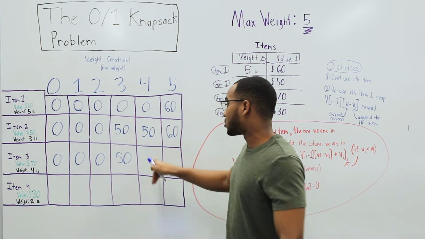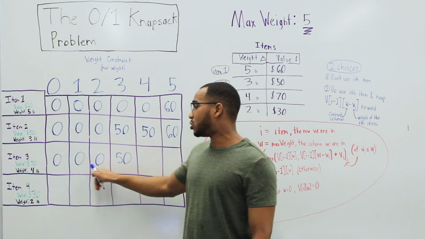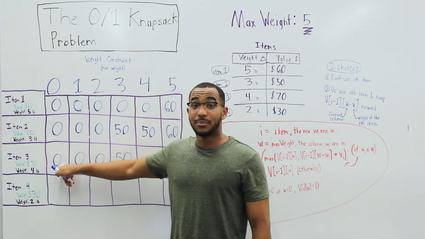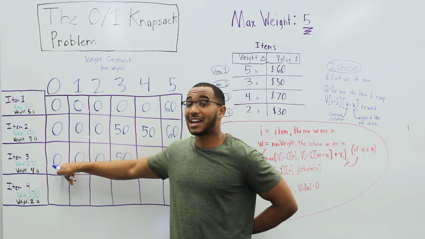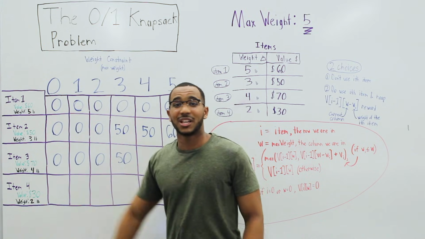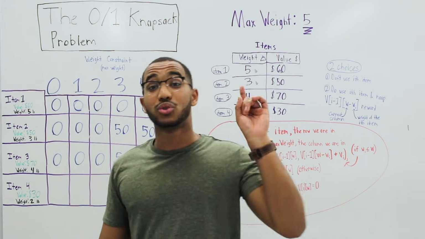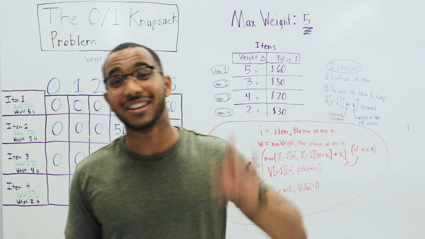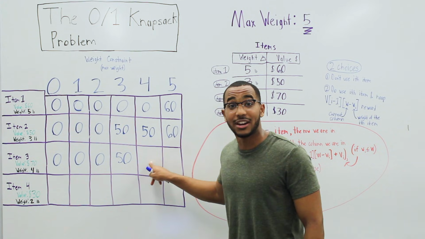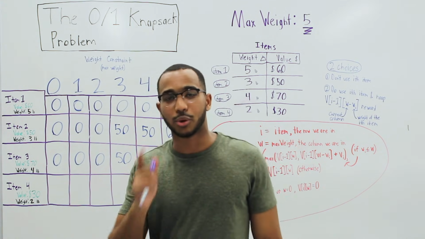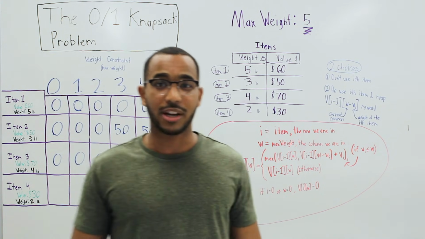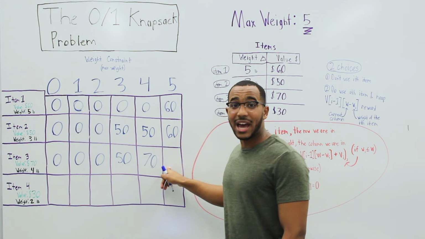Item 3 is 4 pounds. So if we choose item 3, 1, 2, 3, 4, we chose item 3, it subtracted 4 pounds from the max weight, 0. 0 plus 70. If we do choose item 3, we can get $70. If we don't choose item 3, we can get $50. Which are we going to choose? We're going to choose item 3. We're going to take $70. Now let's do that again.